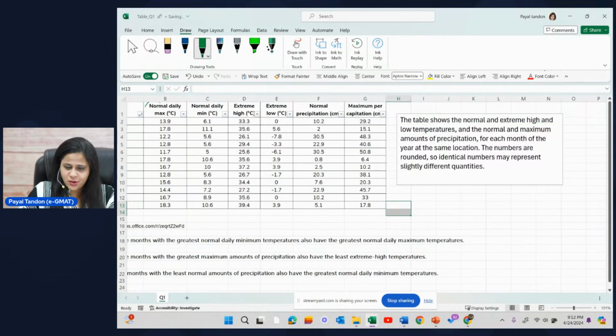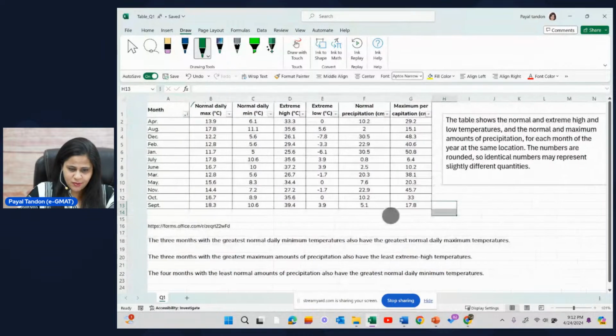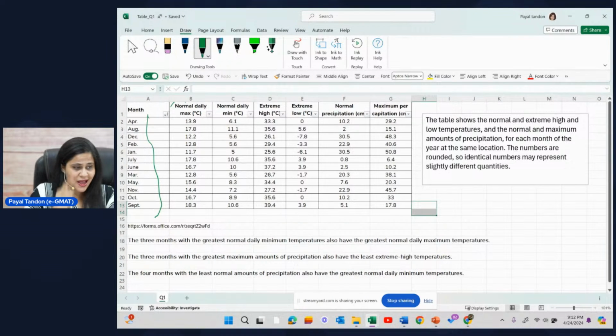And the normal and maximum amounts of precipitation. So normal precipitation, maximum precipitation, all right? Now, the numbers are rounded for each month of the year at the same location. So again, as you are reading the data set, you need to be able to associate that with column headers, with row headers, and then you need to essentially see these numbers and just internalize that data. Okay, the numbers are rounded, so identical numbers may represent slightly different quantities. So just some more information given to us that it's rounded.